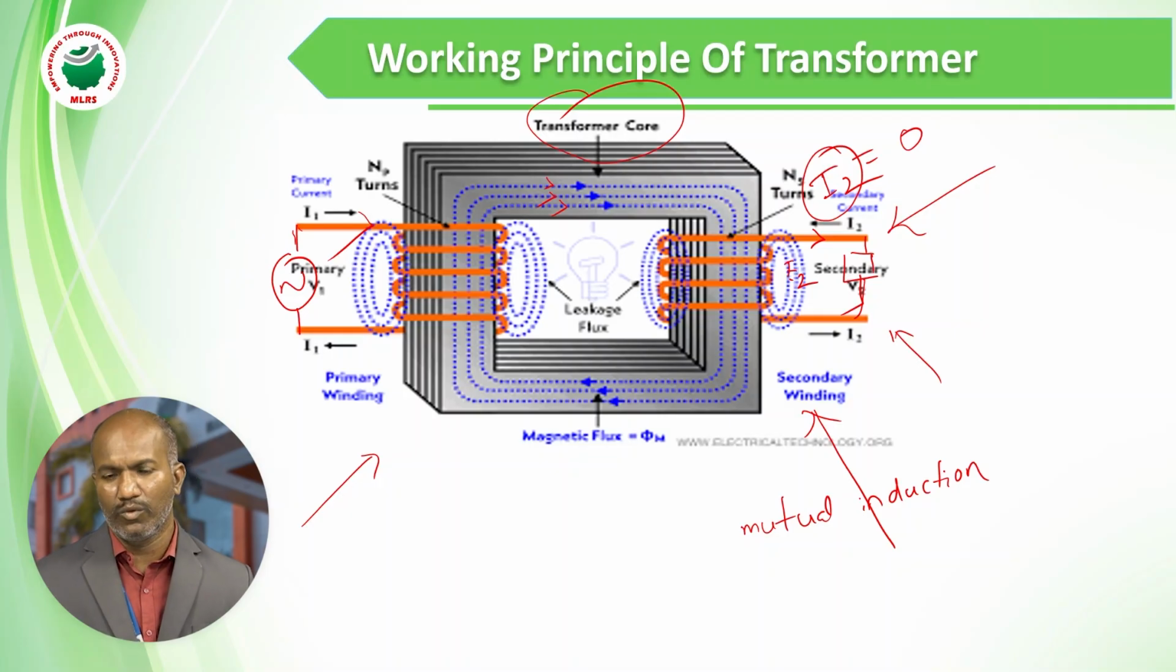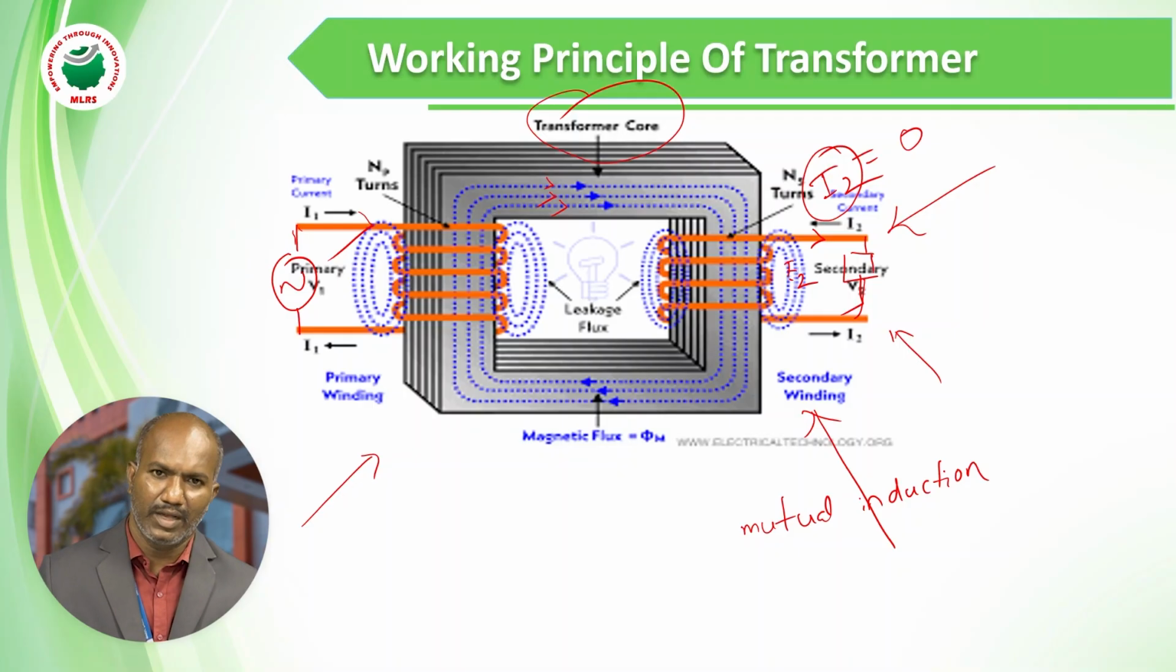Okay, this is the overall working principle of transformer. So what is happening here? Whenever you connect load in the secondary winding, because it now has a closed path, because of induced EMF some current is flowing, that is I2. So your load receives energy. Energy which is given to the primary winding, we receive in the secondary winding. Okay, that is the working principle of transformer.